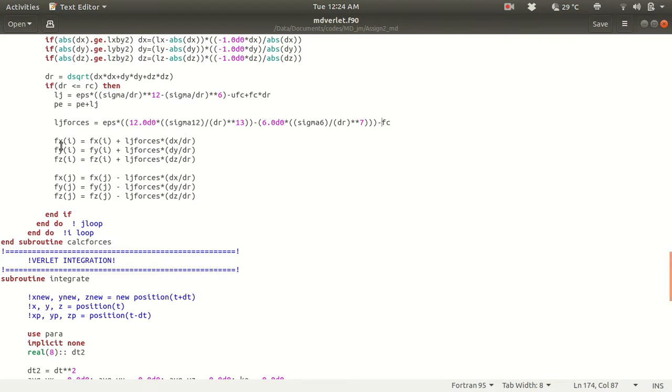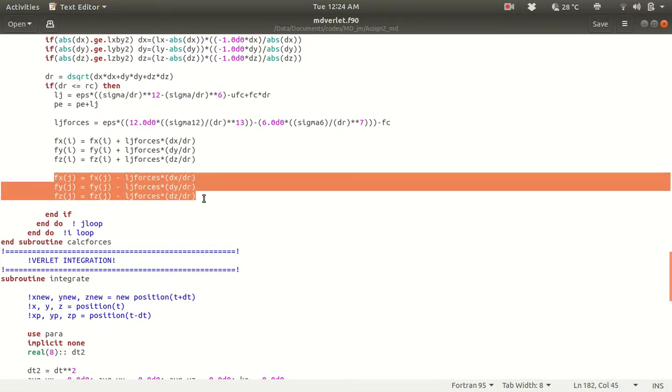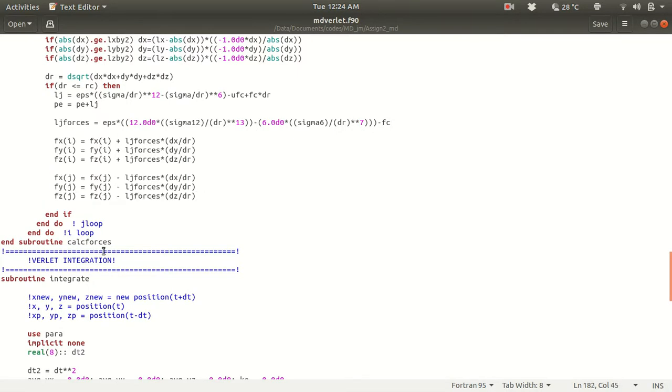And then I define fx of i as fx of i plus LJ forces into dx by r. So this quantity into dx by dr is the force along the x direction, force along the y direction, and force along the z direction for the ith particle, and similarly for the jth particle. And then I just close the loop.